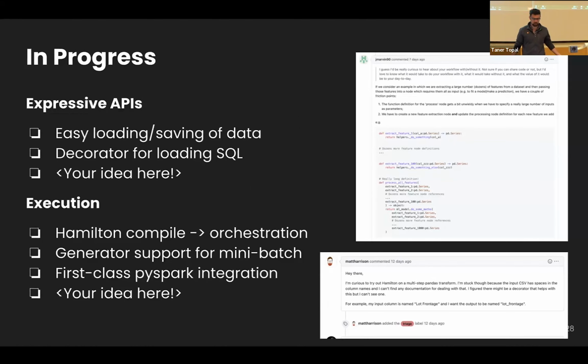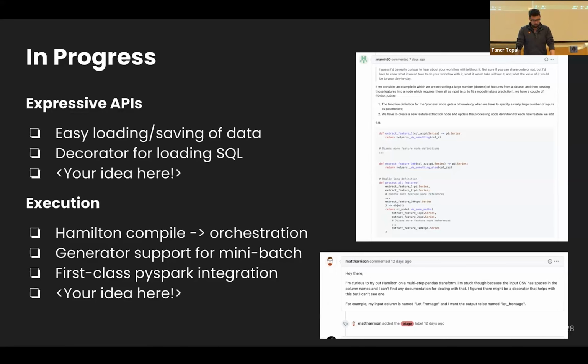We have a lot of exciting things in progress. So more expressive APIs to allow for easy loading and saving of data, and perhaps a decorator for loading up SQL. This could make it an easy way to get your data from its store. And your idea here, we're accepting user proposals and contributions all the time.